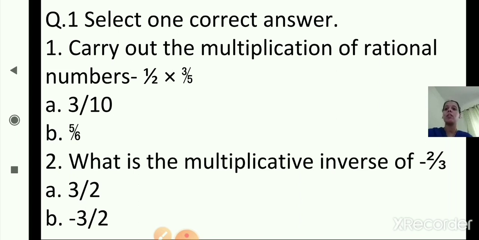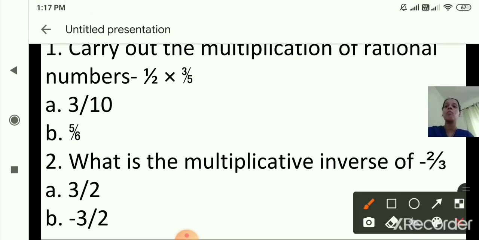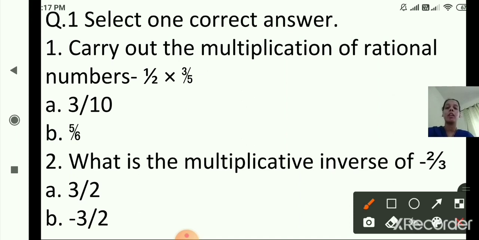As you can see here the numbers are given, that is 1 upon 2 multiplied by 3 upon 5. So in the rough you will do it, 1 upon 2 multiplied by 3 upon 5. As we know, in multiplication we multiply numerator with numerator, that is 3 multiplied by 1, 3 ones are 3, and denominator multiplied by denominator, that is 2 fives are 10.